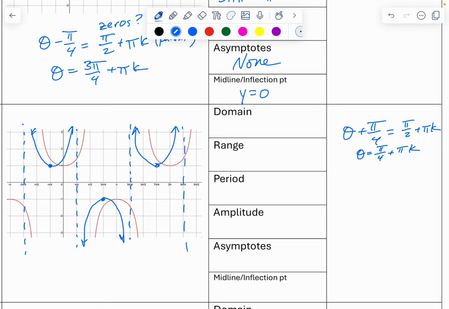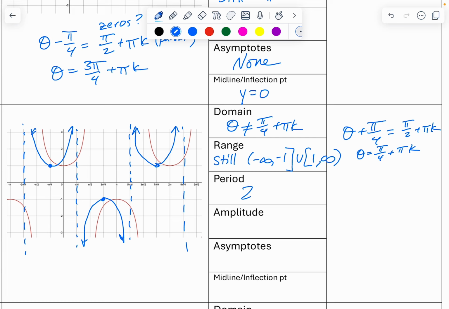So my domain will be theta is not equal to pi over 4 plus pi k. This is not the proper way to write domain, but we already talked about that. My range is still negative infinity to negative 1, pick it up again from 1 to infinity. That shift did not change my range.